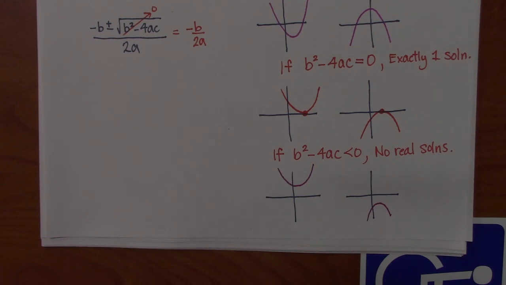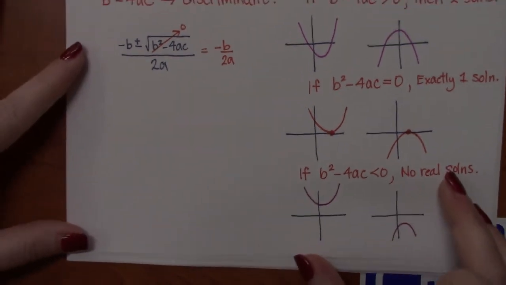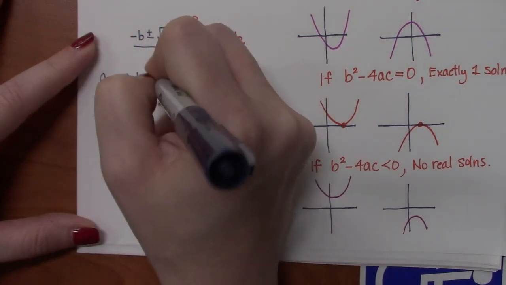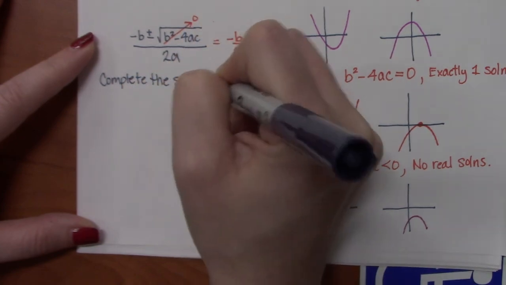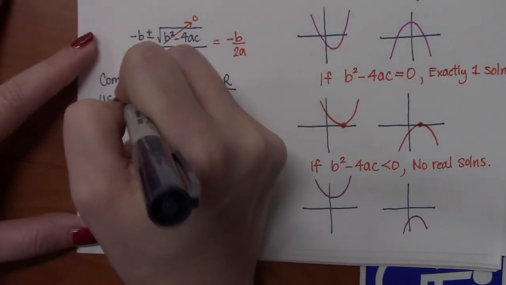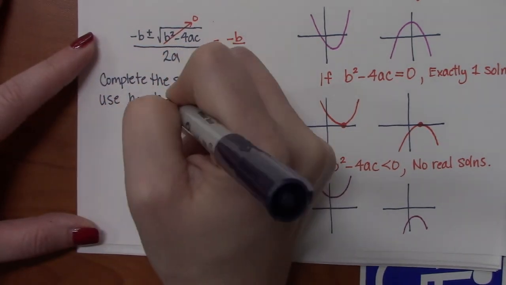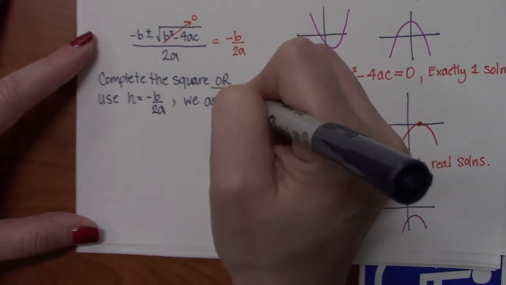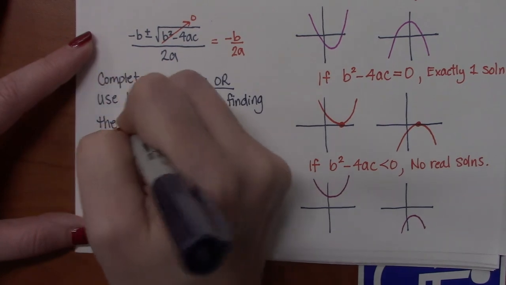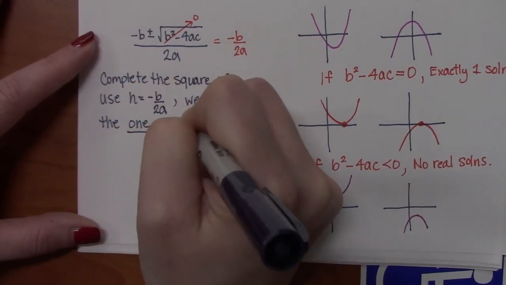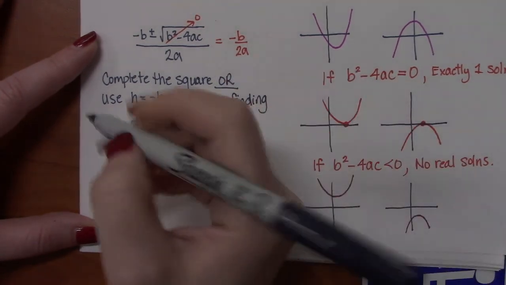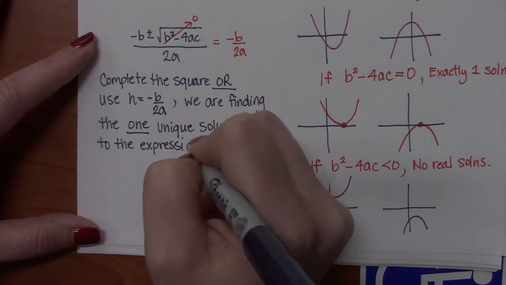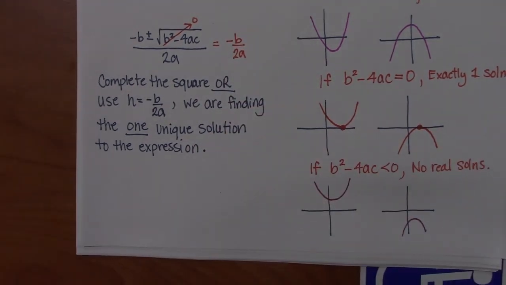So the punchline to this is, when we complete the square, or use h equals negative b over 2a, we are finding the one unique solution to the expression. And that's why it's giving us the vertex.